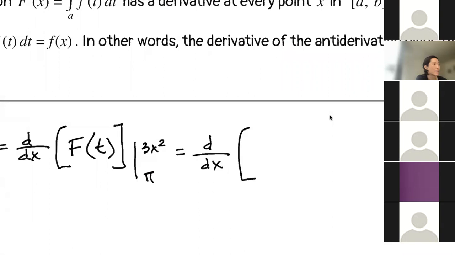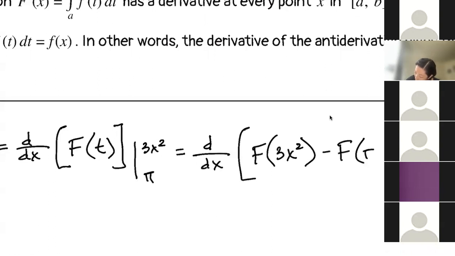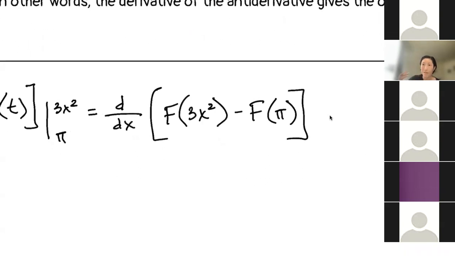What would I write next? Plug in the bounds. All right, so let's do it. Let's plug in those bounds. F of 3x squared minus F of pi. Beautiful. Okay. This is the weird part, right? I don't know what capital F is.